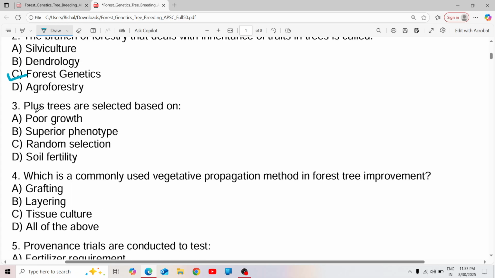Question number 3. Plus trees are selected based on option A, poor growth, superior phenotype, random selection, and soil fertility. So it is selected based on superior phenotype.